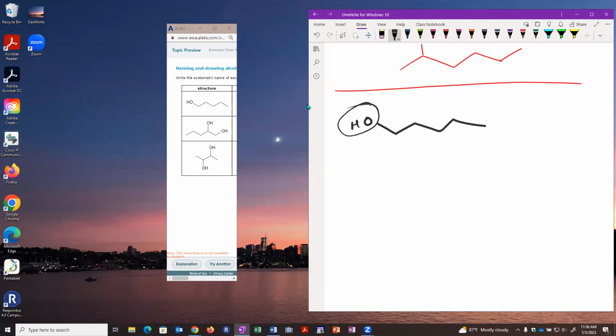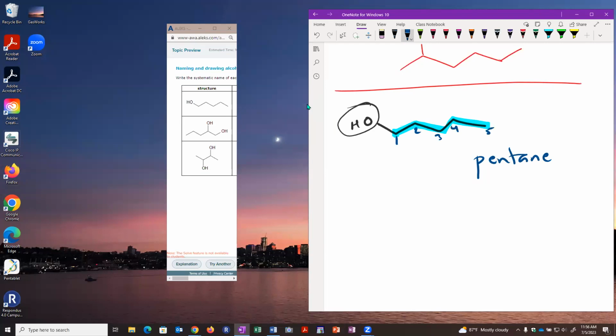So same thing here, we want to establish the longest continuous carbon chain. So in this case, the carbon chain starts here. So that's 1, 2, 3, 4, 5. So this would be a pentane thing because it's all carbon-carbon single bonds. Where is the OH attached? So we want to number it to give the lowest number possible to where that OH is attached. So this has to be carbon 1, 2, 3, 4, and 5.